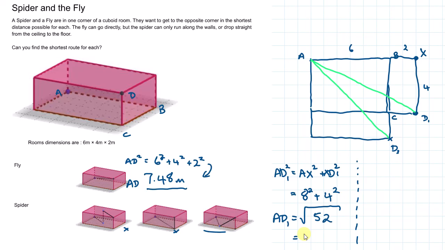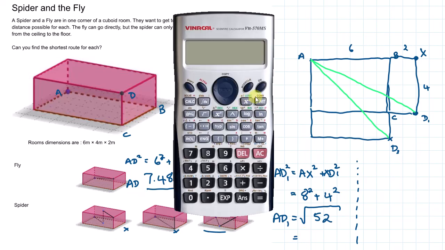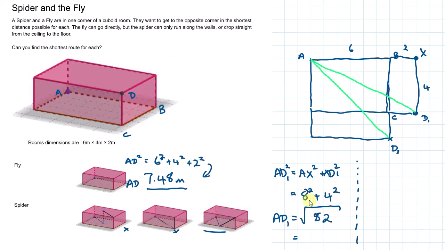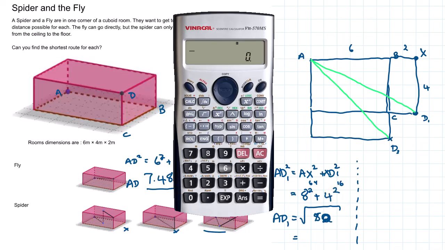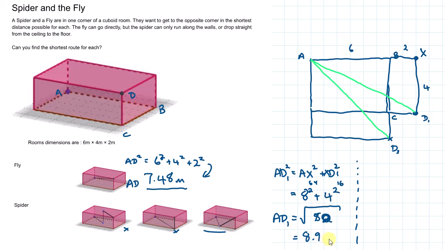Well, let's use the calculator to do it. 8 squared plus 4 squared should be 80. Square root it, and we get 8.94 meters.